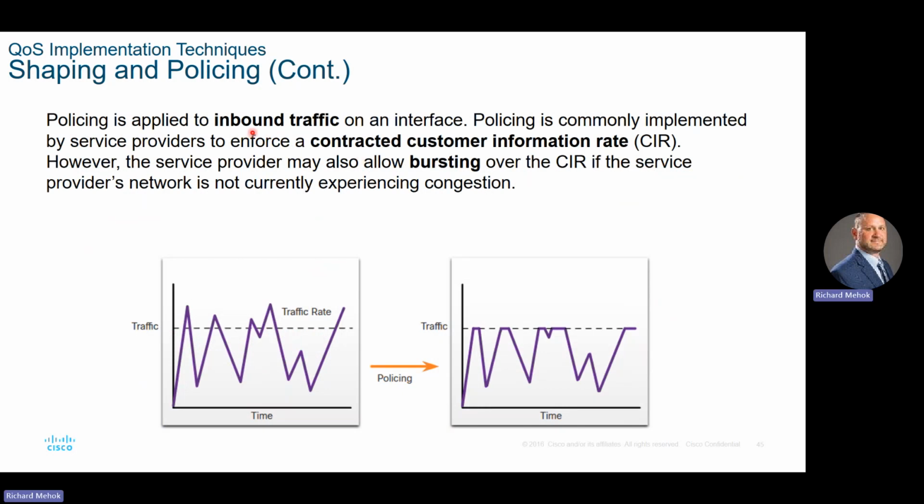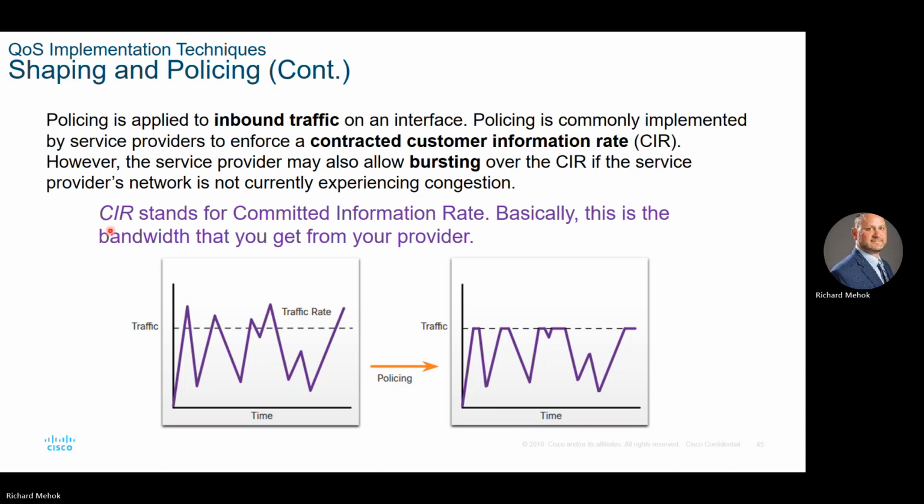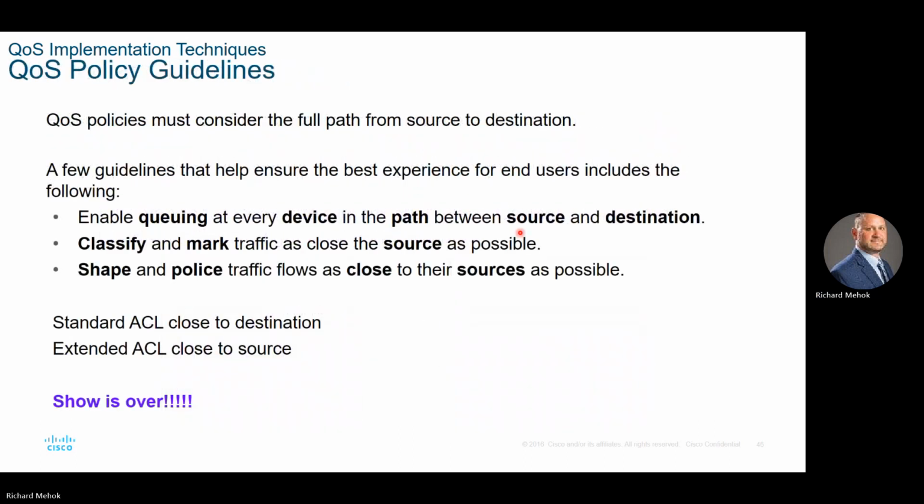So policing is for inbound traffic. And if we are doing it with a customer, you're going to be at the CIR, the committed information rate. And if it allows bursting, that will help also with congestion. So basically what the ISP gives you, that's your committed information rate.